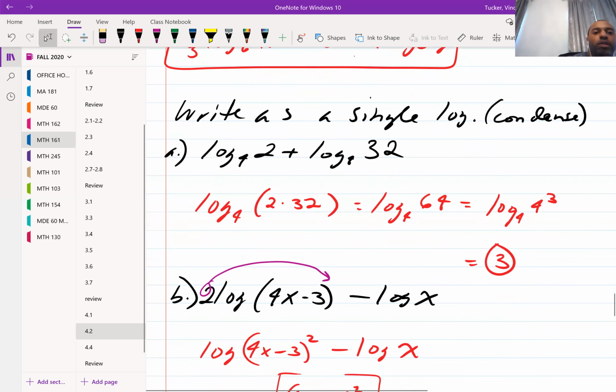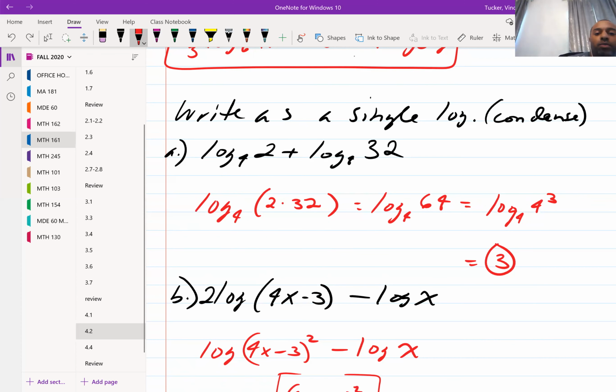All right. So the next one, we have 2 log of 4x minus 3 minus log of x. Now remember, if our bases aren't the same, we can't do this condensing. So notice in that last one, both of the bases were 4, so we were able to do it. Here, both of our bases are 10, so we're able to do it. But I just want to point out that if your bases aren't the same, then you wouldn't be able to condense these expressions.